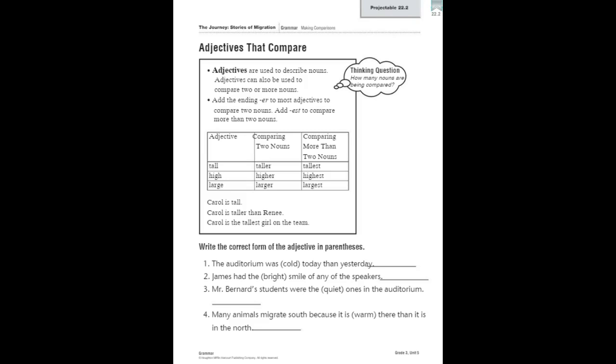Okay, so some adjectives that compare do not follow regular rules. All right, they do not follow the regular rules. Here you have the word tall. When you're comparing two nouns in the comparative, it's taller. In the superlative, it's tallest.